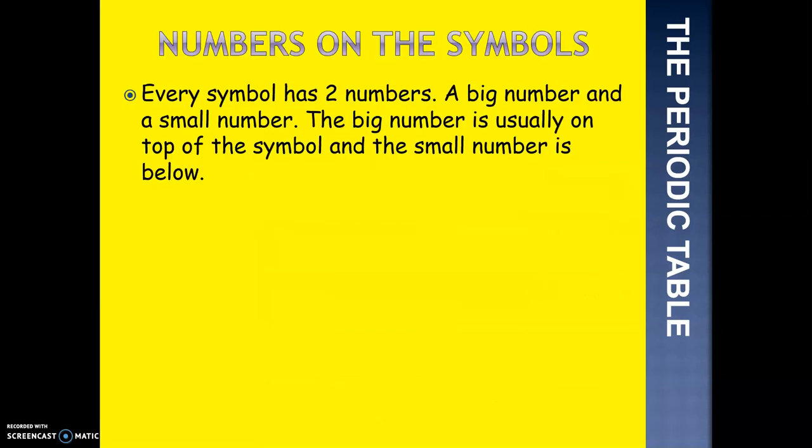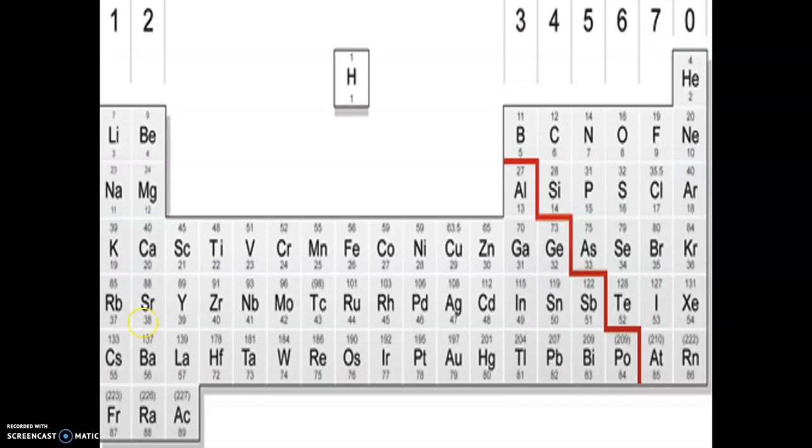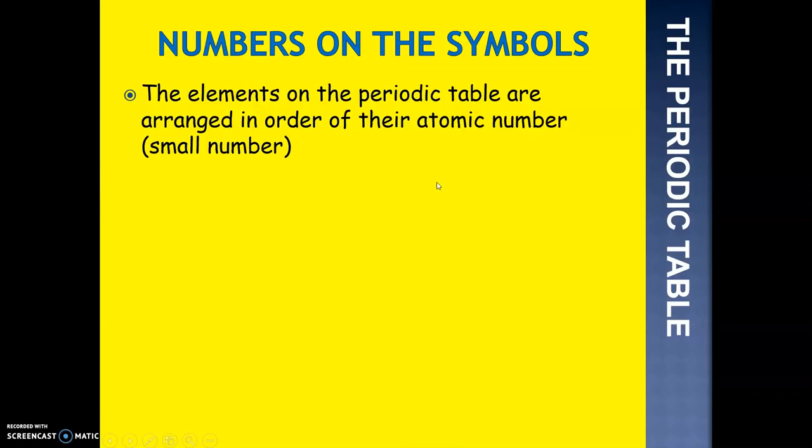Okay, so the numbers on the symbol. Every symbol on the periodic table has two numbers, the big number and the small number. The big number is usually the top of the symbol and the small number is usually below, but sometimes that can change. Just like this. So for example, using oxygen as an example, we've got 16 there, 8 there, the bigger number on top, and the smaller one on the bottom there. I'm going to find out what those are now.